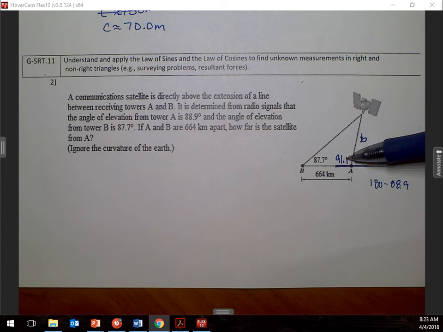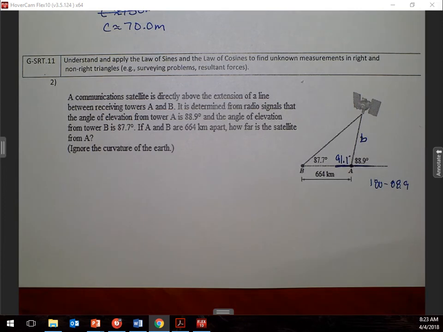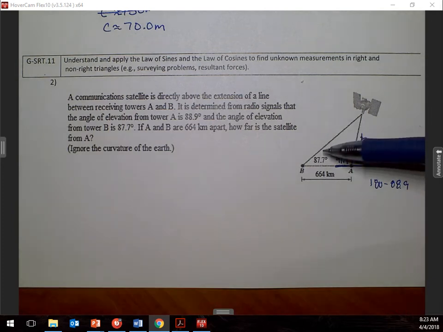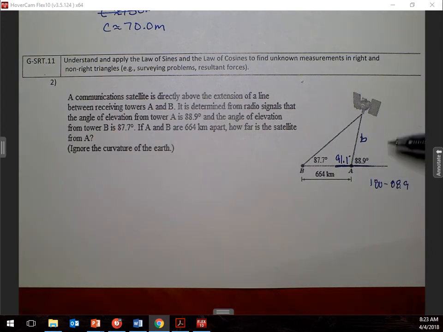Angle, side, angle. Very good, right? Okay, so angle, side, angle. So angle, side, angle is what law? Sine. That's the law of sines, right? Now, with the law of sines, I have to have a pair. So what am I missing here?